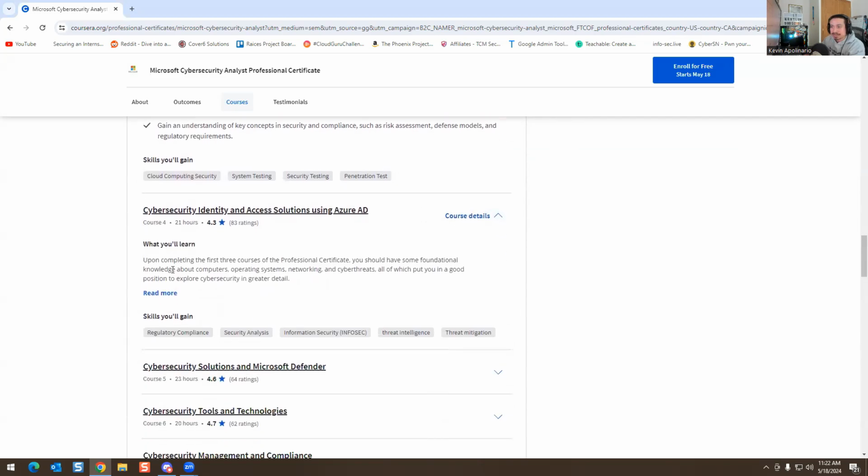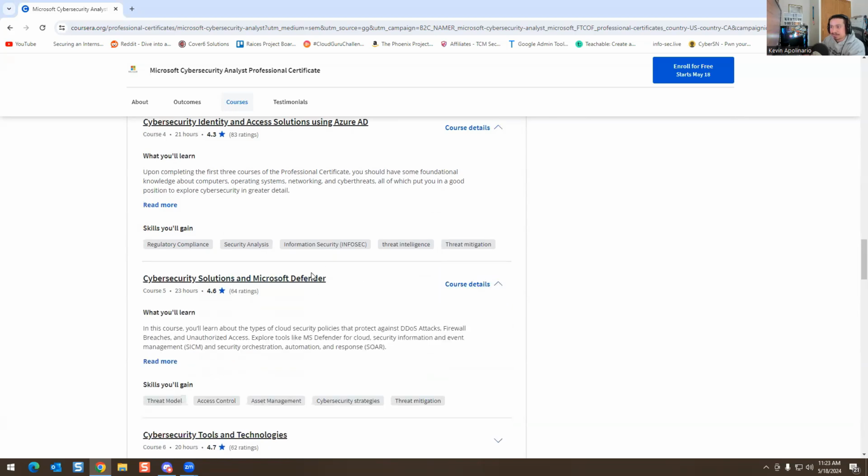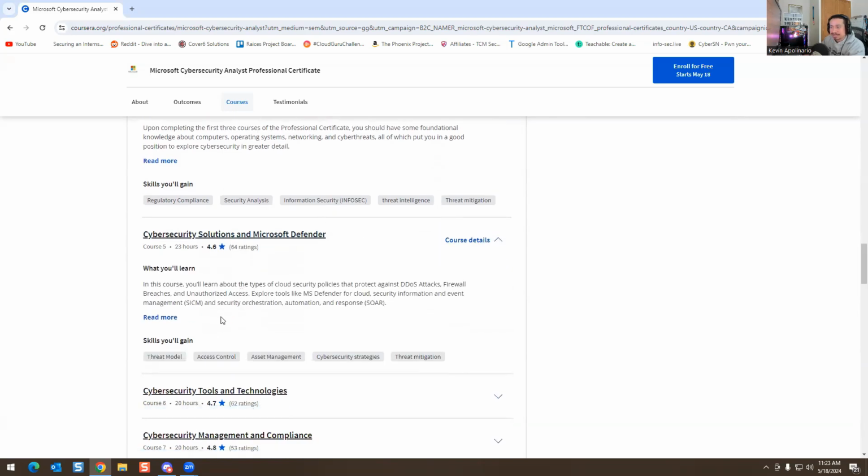Security, why we have long passwords, et cetera. Then this one is exploring the foundation knowledge of operating systems, networking, and cybersecurity threats. And this is using the cybersecurity identity access solutions in Microsoft or Azure AD, which is kind of cool. My favorite one is probably this one, because it covers Defender, and I use Defender in my job right now. So I appreciate course 5 because it covers Defender. And there's another section here that covers Sentinel as well.